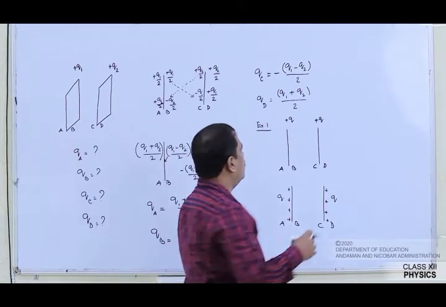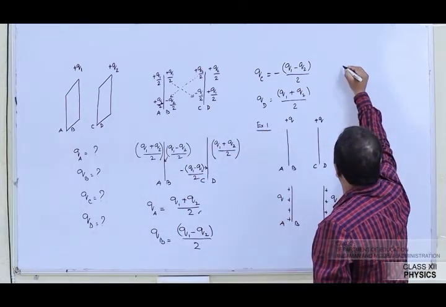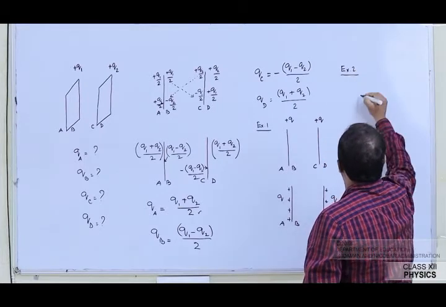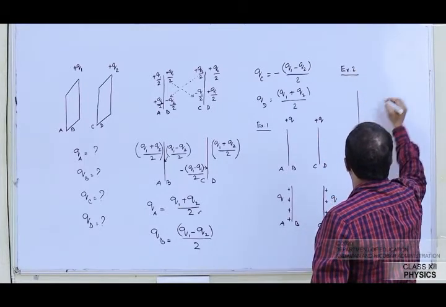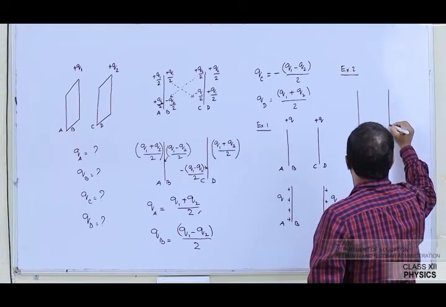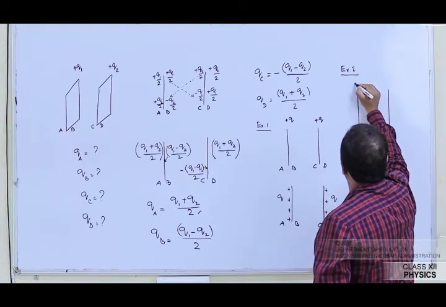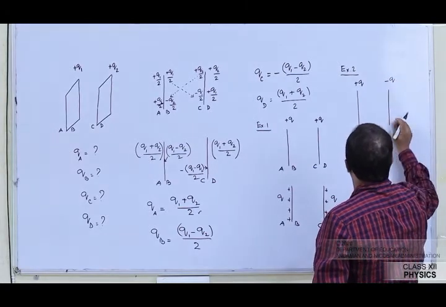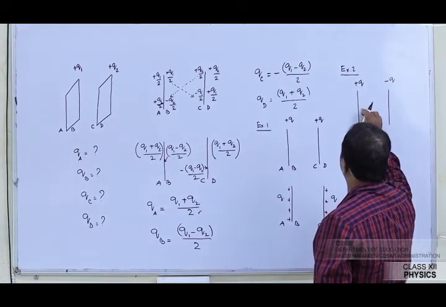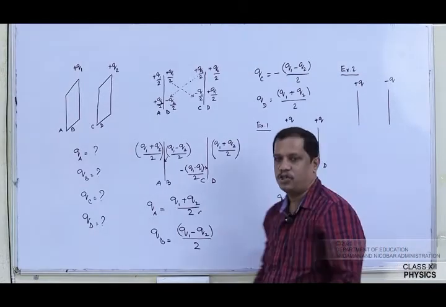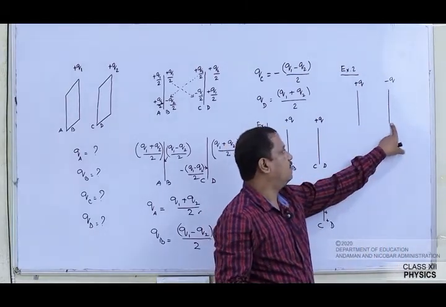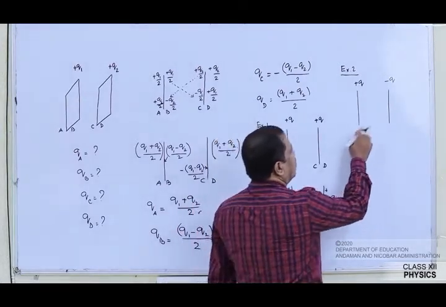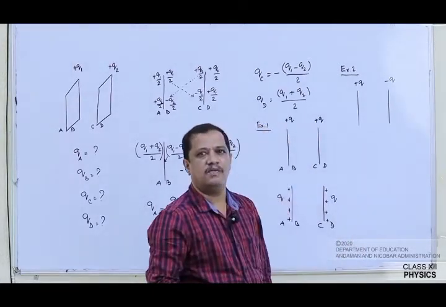Let us look at another example. Example 2. If two infinitely large thin conducting plates are given a charge of plus Q and minus Q, that means on this conductor I have given plus Q charge and on this conductor I have given minus Q charge. Now, because of the two conductors, how will the charge distribution take place?